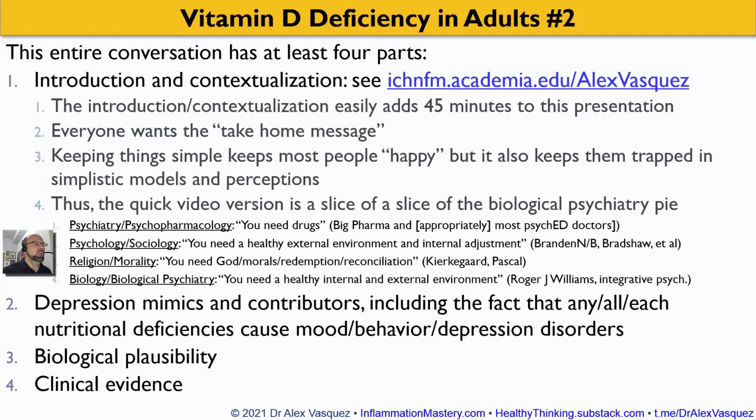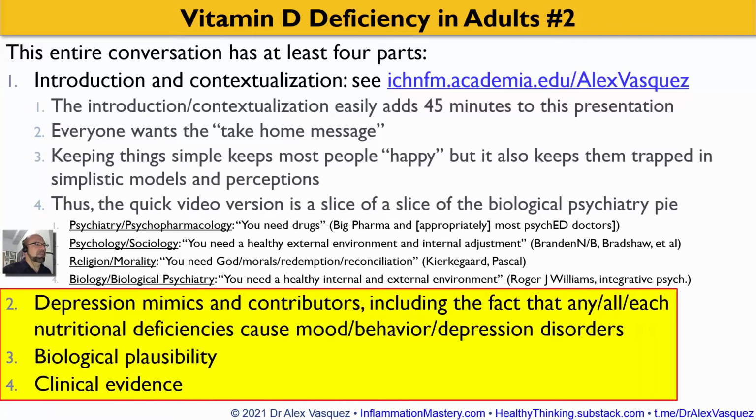So again, this entire presentation has 4 components. The introduction and contextualization will be available online. Then I'll talk about parts 2, 3, and 4. Depression mimics and contributors, that's part 2. Part number 3 is biological plausibility of vitamin D in mood and behavior disorders. And then part number 4, of course, will focus on looking at clinical evidence, and we're going to look through about 25 years of clinical research. So, having couched it as such, let's move forward right now and jump into the first part.